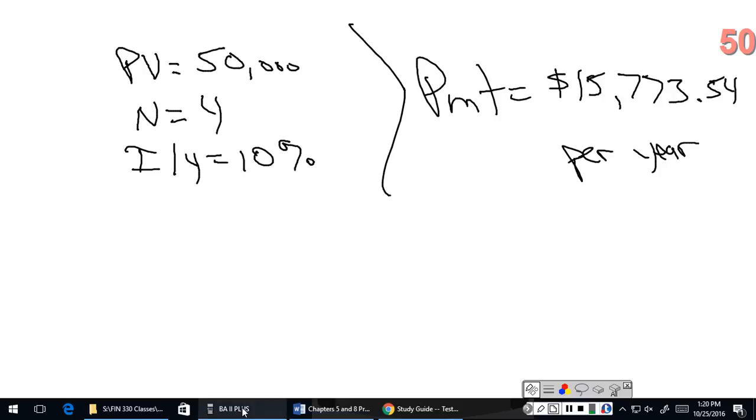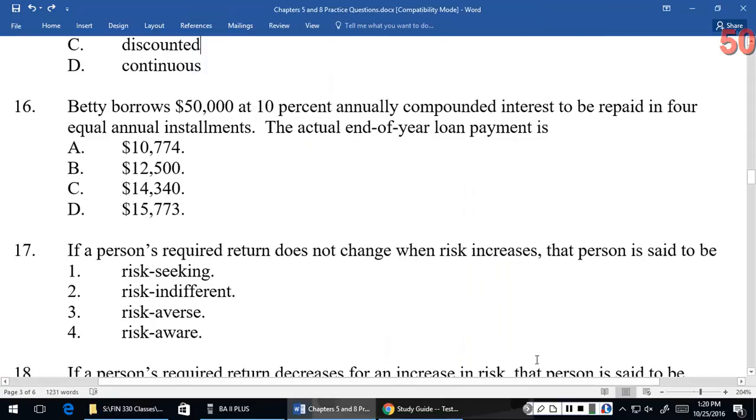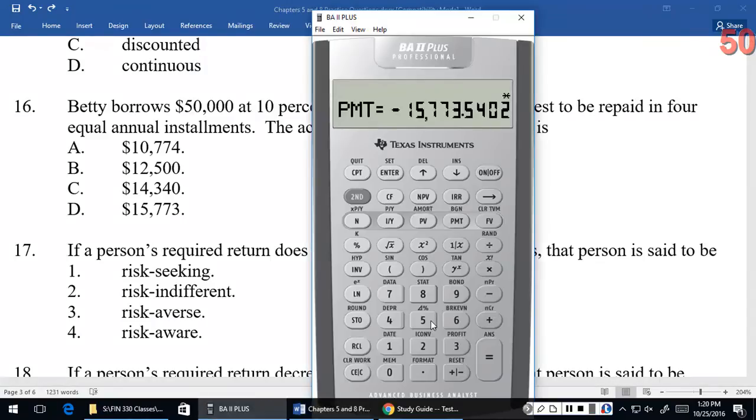And so in working through this, $50,000 is the present value. 4 N, 10 I/Y, compute payment, and you come up with $15,773.54 per year for 4 years. That will pay off the loan and the interest.